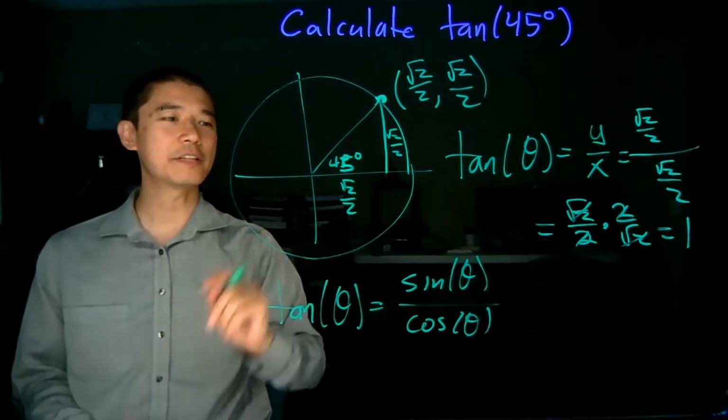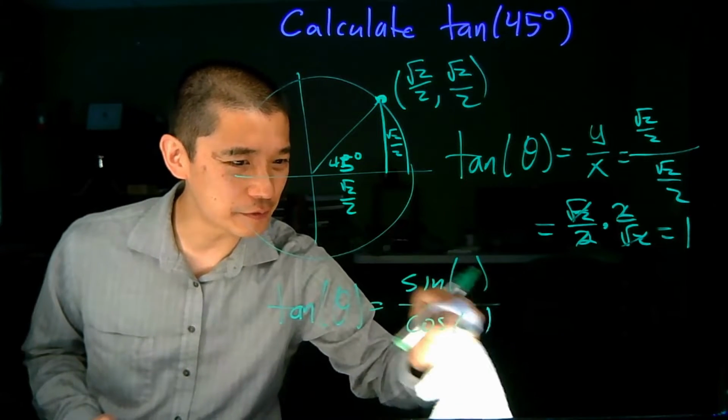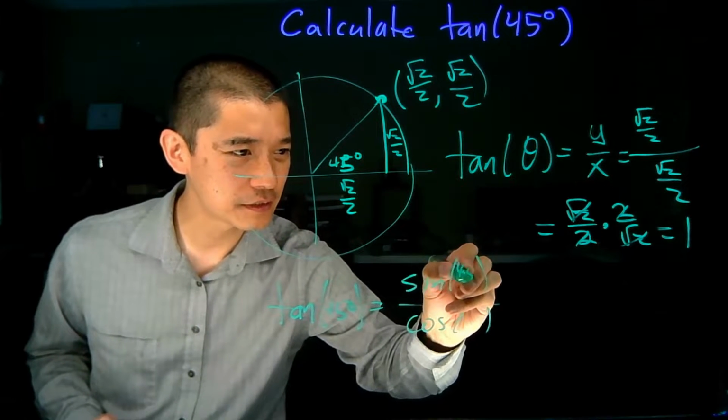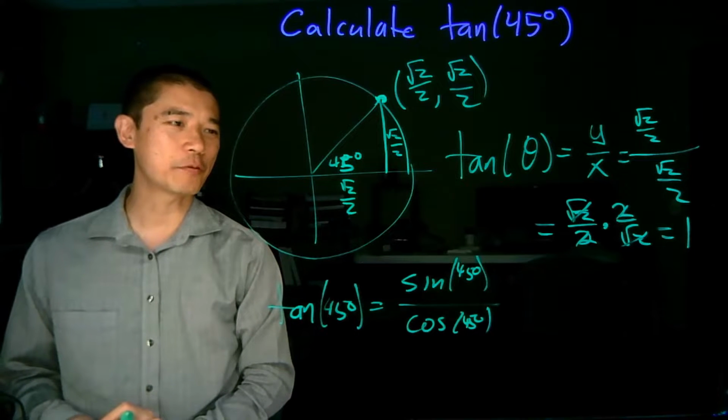Right, so tangent of theta is sine theta over cosine theta. So specifically, if we set theta to be 45 degrees, tangent of 45 degrees is sine of 45 degrees over cosine of 45 degrees. We can calculate sine and cosine of 45 degrees.